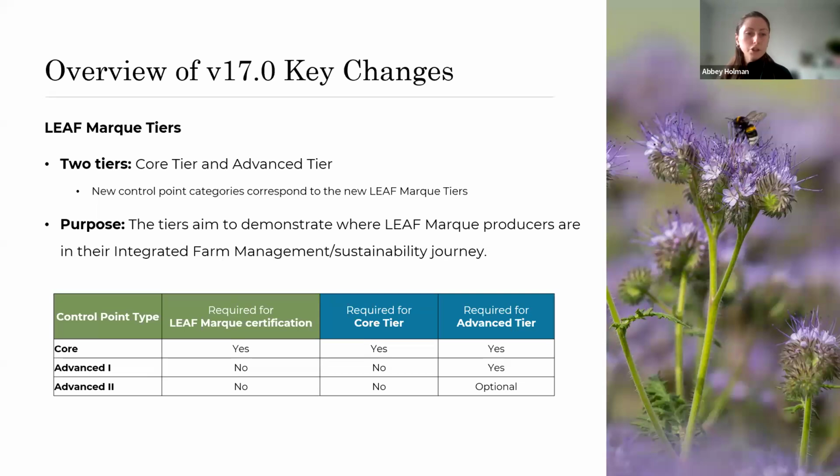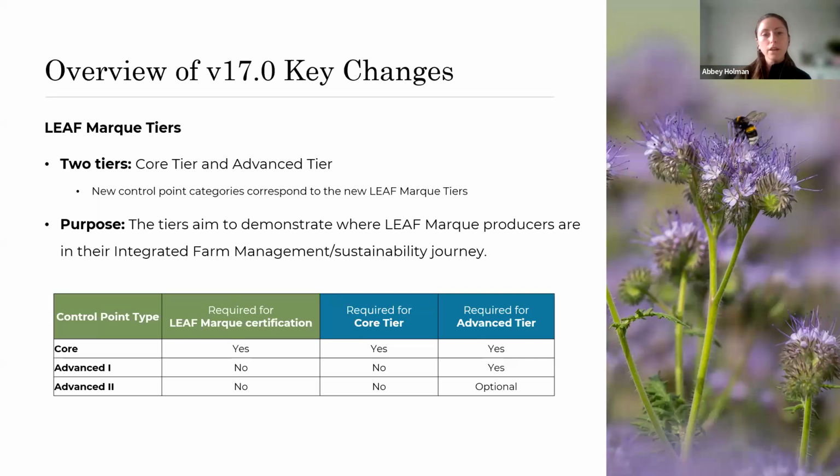The advanced 2 control points, again, those are not required for leaf mark certification. They are not required for the core tier, and they will be optional to meet in the advanced tier. So basically, the advanced tier consists of at least the advanced 1 requirements. A business needs to meet all advanced 1 requirements to fall into the advanced tier.